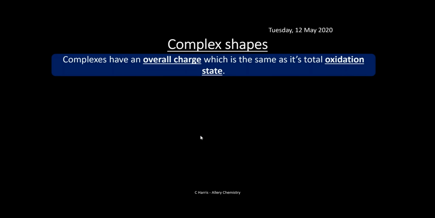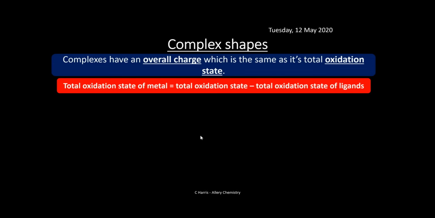Okay, so complexes have an overall charge which is the same as its total oxidation state. That's the oxidation state of the transition metal ion in the middle, whatever its oxidation state is, and depending on what ligands are surrounding it will depend on the overall charge on that complex. So the formula is very simple. Total oxidation state of the metal equals total oxidation state of the complex minus the total oxidation state of the ligands that are surrounding that metal ion.